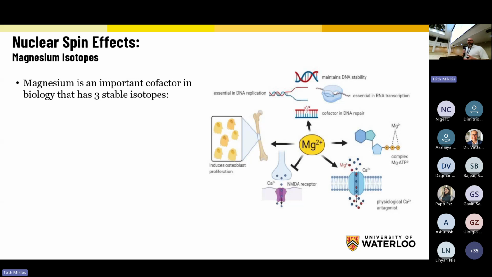Magnesium is involved in a host of dependent processes in our body: metabolism of energy molecules like ATP and GTP. It's involved in physiological signaling, such as the NMDA receptor. It's involved in DNA replication. It's involved in osteoblast proliferation. There are just a lot of different areas where magnesium is involved as a cofactor ion that are responsible for driving a lot of the metabolism within our body.